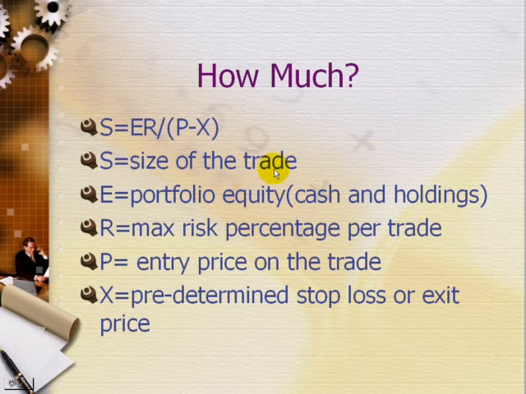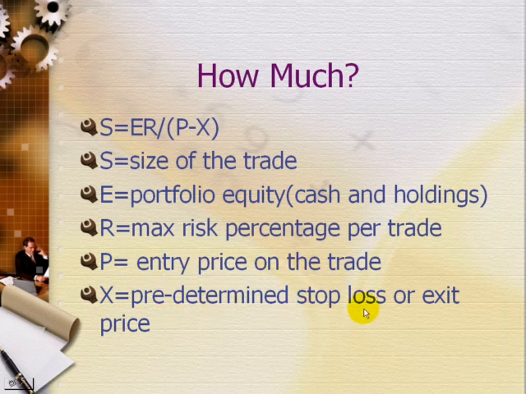S equals ER over P minus X. Where S is the size of the trade. That's what we want to know. How much money should I put into a trade? That's what you're looking for. The way you calculate it is portfolio equity. What's your cash and holdings worth today? Let's say, for argument's sake, it's 100,000. So that would be E. You multiply it by R, maximum risk percentage per trade. What is the maximum risk or percentage of risk we're willing to take per trade? That's R. I'll show you the maths on this in a second with an example.